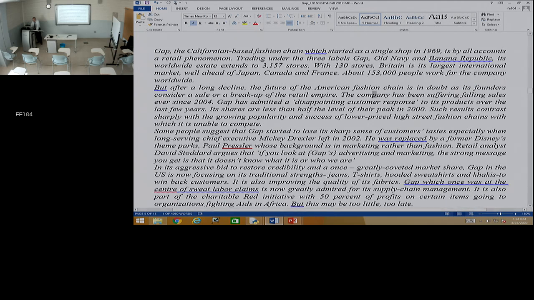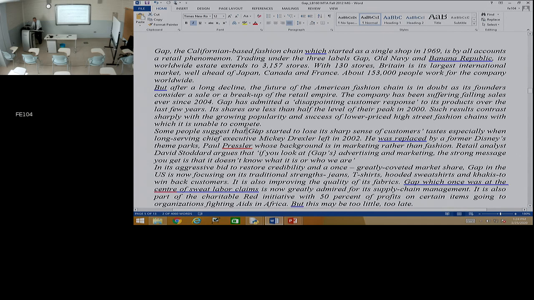The company has been suffering, falling sales, another example of negative words. Another negative word, its shares are less. Can you see? Its shares are less than half of the level at the peak of 2000. Again, this is an example of negative words. If we need an example of past tense, we have this example here.